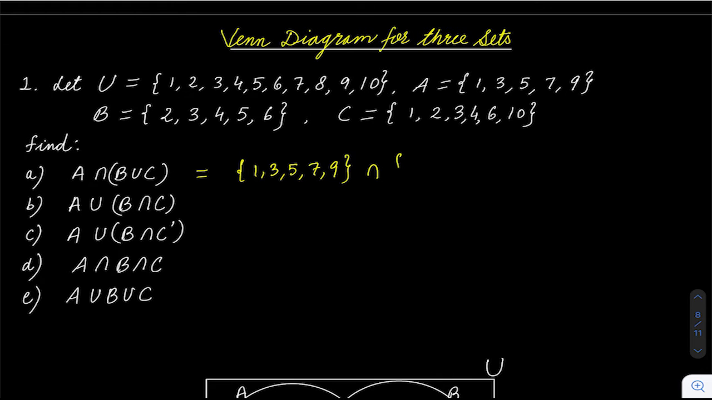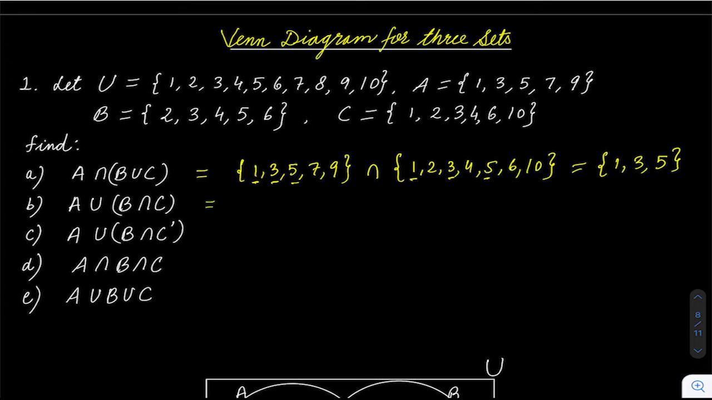Intersection, we have to see what's common with B union C. B union C means write everything that is in B and C, so basically 1, 2, 3, 4, 5, 6, and 10. Now what is common? 1 is common, 3 is common, 5 is common. So my answer is 1, 3, 5. You can do this orally if you are comfortable, or write it like I am writing.